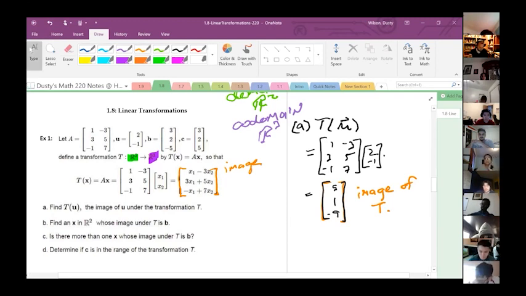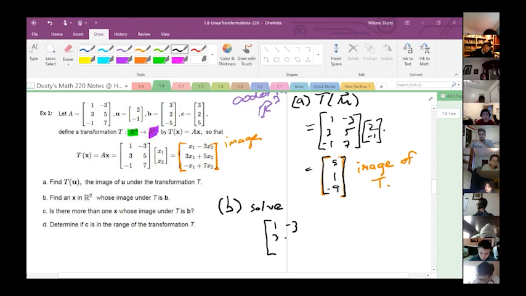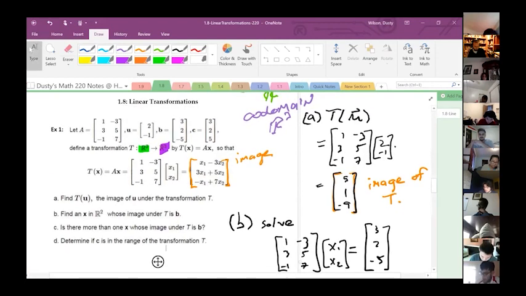So now in B, we want to find an x in R2 whose image under T is B. So we need to solve A times x equals B. So this is a matrix equation.